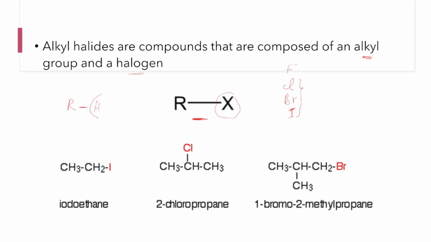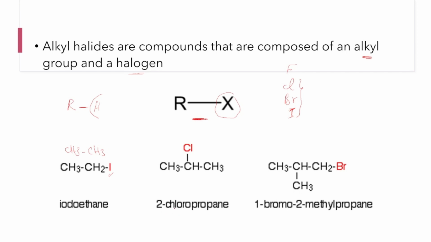Of course, there are also alkyl halides that contain more than one halogen, dihalides or so, but now we are concentrating on the alkyl halides with only one halogen. Examples: iodoethane or ethyl iodide, in which, in the ethane, CH3, CH3, one hydrogen is replaced with iodide.